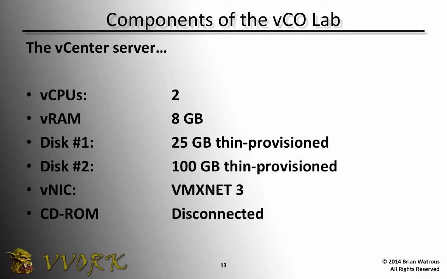Again, back to the vCenter server. The vCenter server virtual appliance is going to have 2 virtual CPUs, 8 gigabytes of memory, 2 virtual disks, which collectively appear to consume quite a significant amount of disk space, but once again, these are thin provisioned, so it shouldn't be a big deal. The vCenter server virtual appliance will be configured by default with a single vNIC configured as a VMXNet3, and that virtual appliance will also have a virtual CD-ROM, but it's going to be disconnected by default.